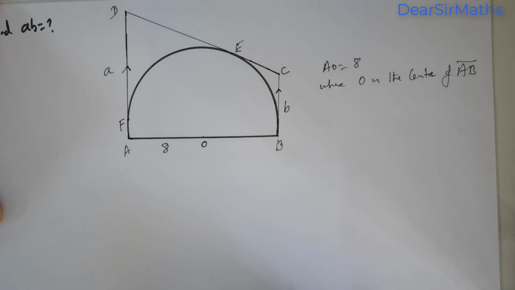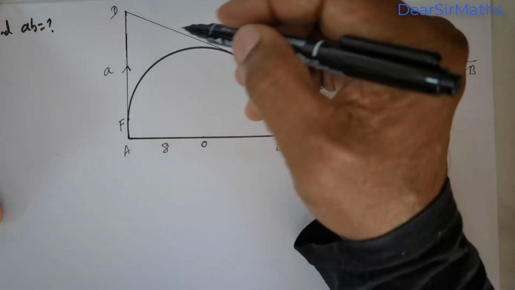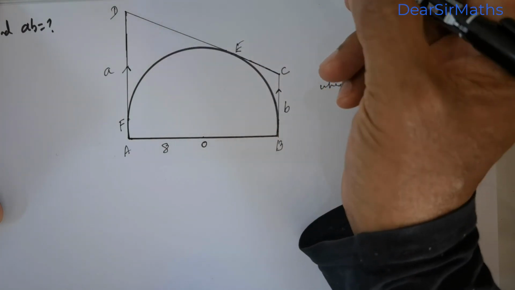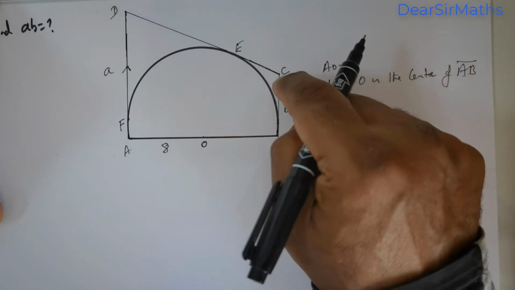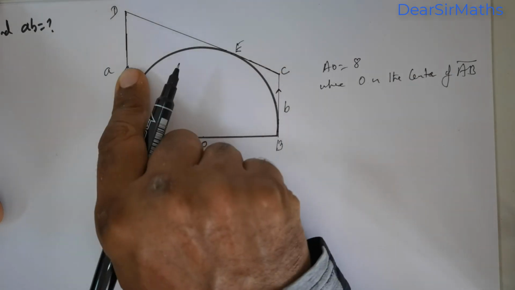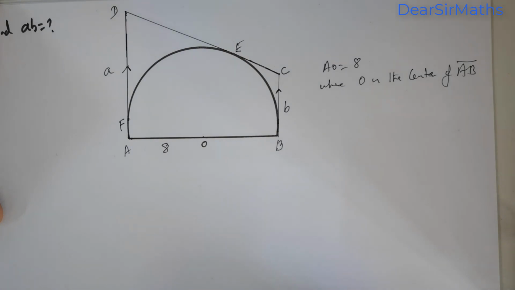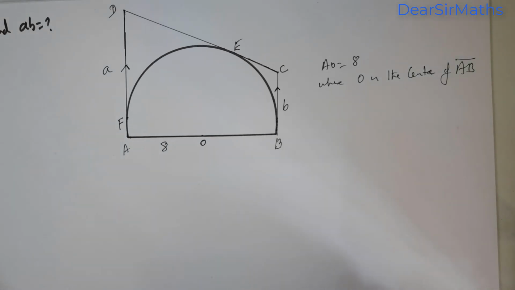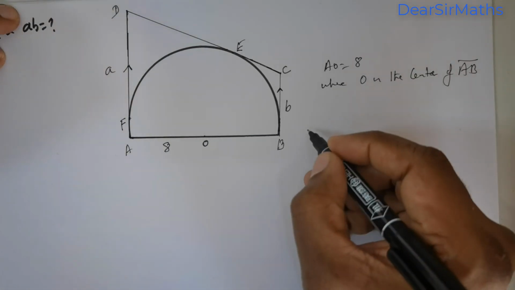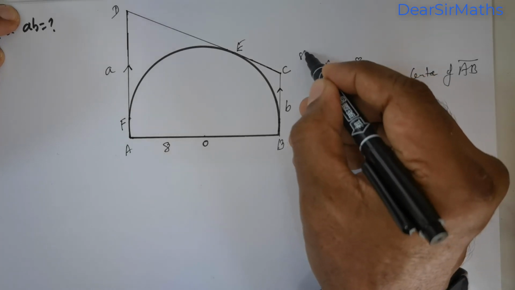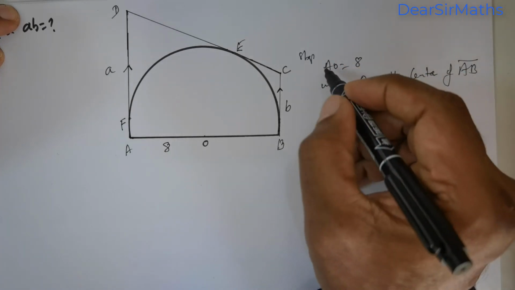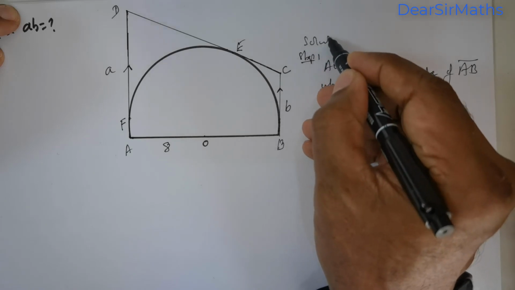Now what I wish to do is first draw a line connecting C to this bigger base. If I were to do that, I would get a rectangle. So this is step 1. I've already started the solution here.